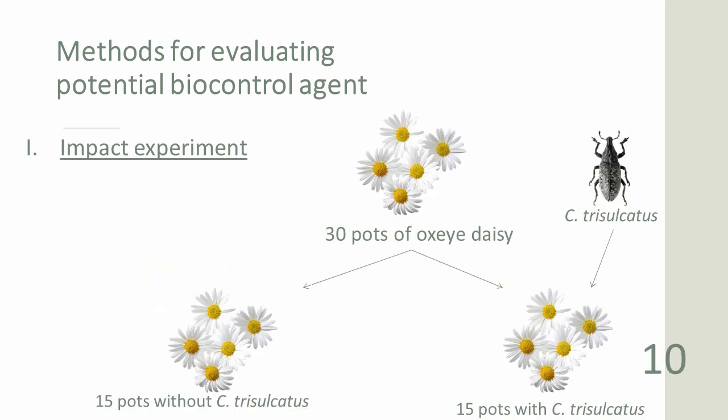In the impact experiment, 30 pots of oxeye daisy were used. Oxeye daisy were separated into two groups. The first group, as a control, was kept free of attack by this weevil, Cyphocleonus. And the second group was attacked by Cyphocleonus. The objective of the experiment is to evaluate the impact of Cyphocleonus on oxeye daisy.